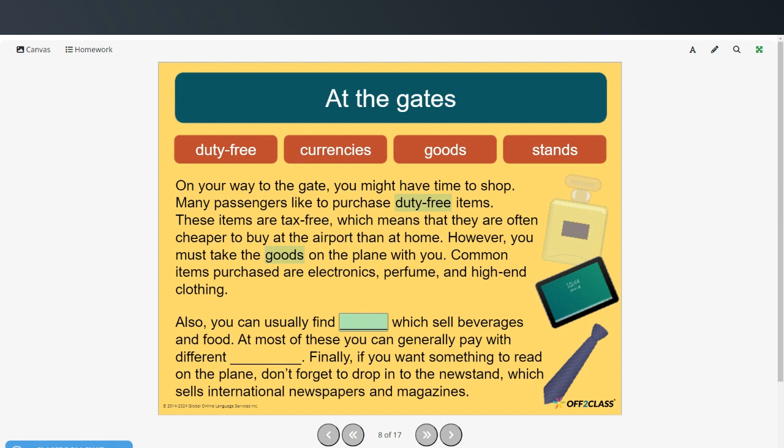Also, you can usually find stands which sell beverages and food. At most of these, you can generally pay with different currencies. Finally, if you want something to read on the plane, don't forget to drop into the newsstand, which sells international newspapers and magazines.